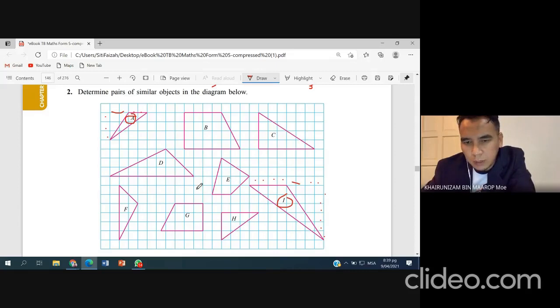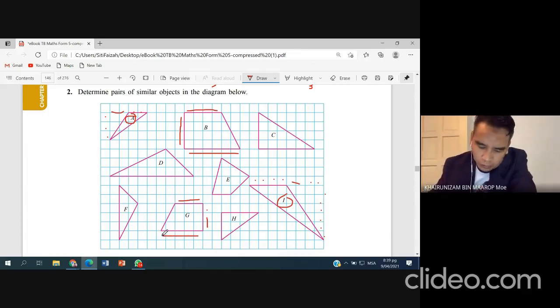And then what else? B, maybe something like G. Okay, we count here. 1, 2, 3, 4. 1, 2, 3. So that means 4 over 3. What about this one? 1, 2, 3, 4. Here 3. So 4 over 3. This one, we get 6. And then we get 4.5. So 6 divided by 4.5.